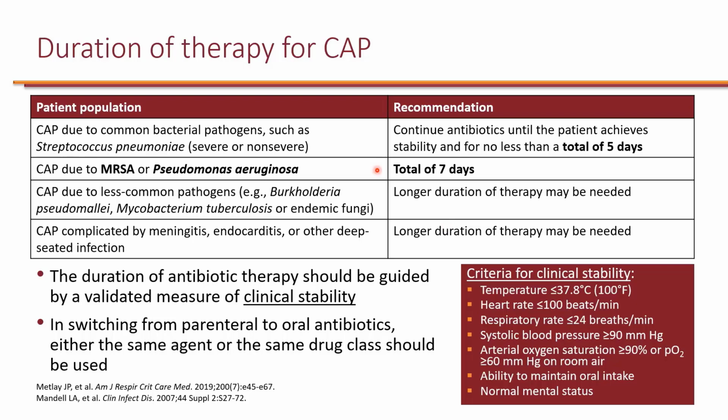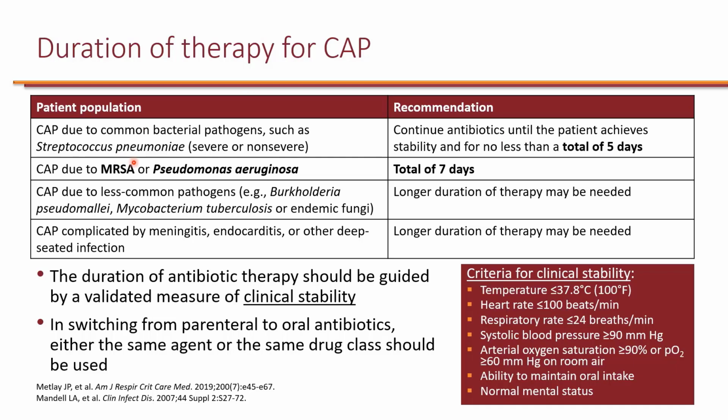So these are the criteria you can use to basically see if the patient is clinically stable. And then, depending on what's causing the pneumonia, in general, pneumonia for the most part will be caused by common bacterial pathogens like Streptococcus pneumoniae. So you continue antibiotics until the patient achieves stability, but no less than 5 days. So if, let's say, after 3 days of antibiotics, the patient is clinically stable, you basically finish 5 days. But if you have finished 5 days and the patient has not achieved clinical stability, then you basically continue beyond 5 days until you achieve stability in the patient.